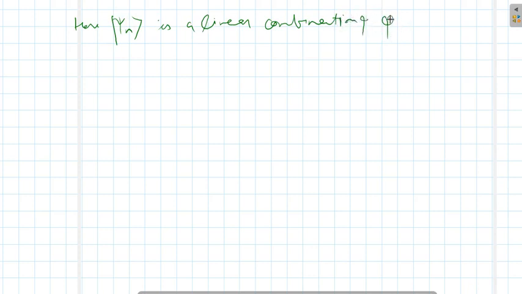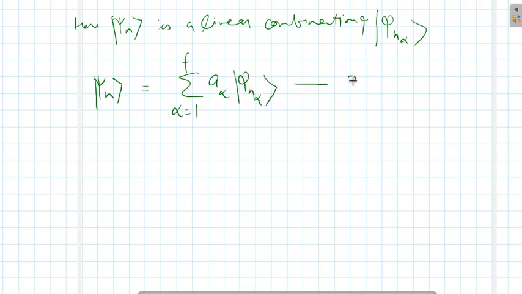And here psi n is a linear combination of the kets phi n alpha. So psi n can be represented as the summation over alpha from 1 to f of a alpha phi n alpha ket, and let me call it equation number 3.